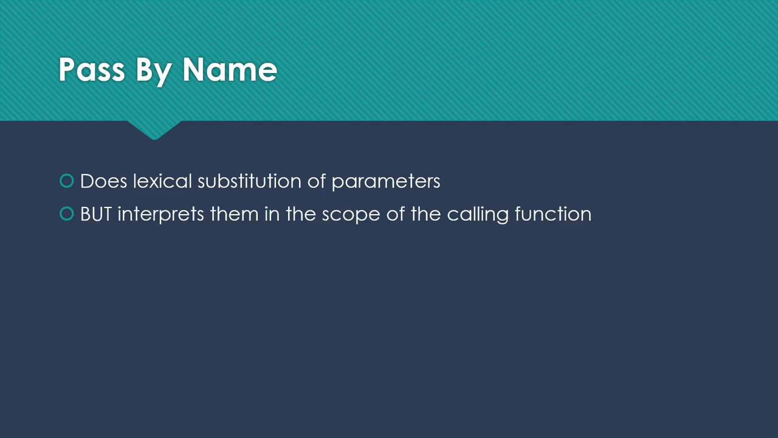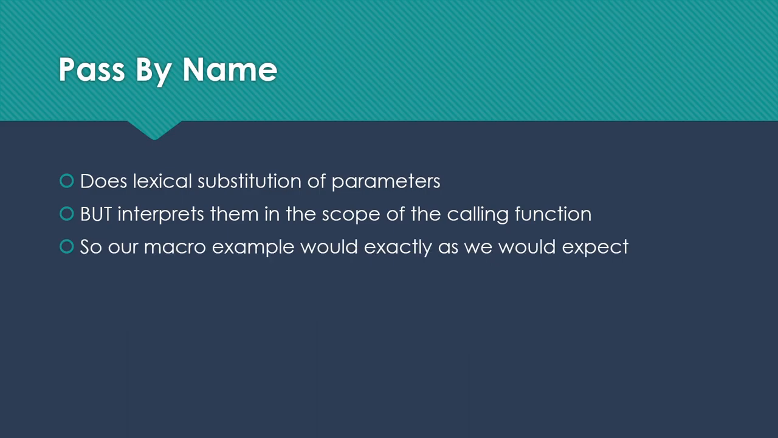Understanding macros and how macro expansion works is really useful for our next parameter passing mechanism, which is pass by name. The idea here is that just like we did in macro expansion, we're going to do lexical substitution of our parameters. But instead of interpreting the parameters in the scope of the function that we have called, we're going to go back to the calling function and interpret them in that scope. So we're avoiding the problem of capture. So our macro example would work exactly as we would expect in both cases. We would end up with that result of 2 that we were looking for.